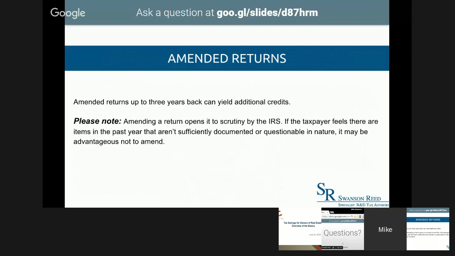Just as a word of caution, amending a return opens that return for full scrutiny by the IRS into any areas. So if there's something that you just barely got by on when the initial return was filed and you really don't want the IRS to have a second look at it, it might not be a good idea to amend that return.